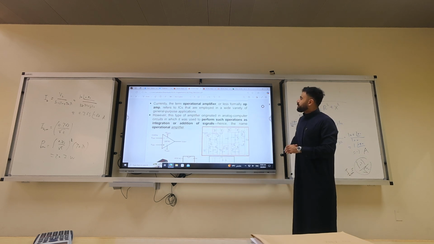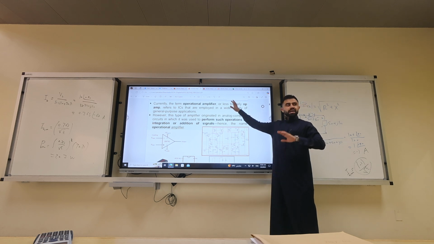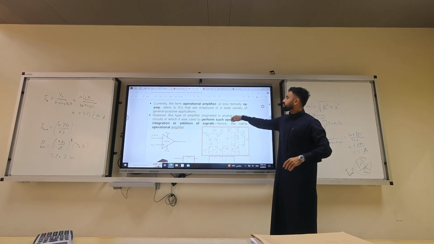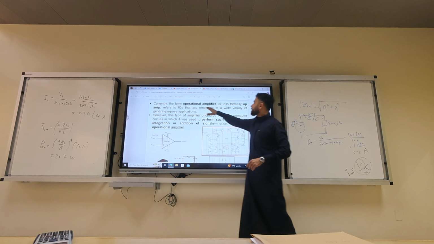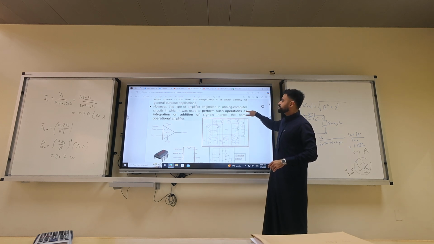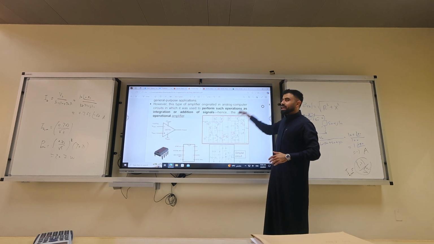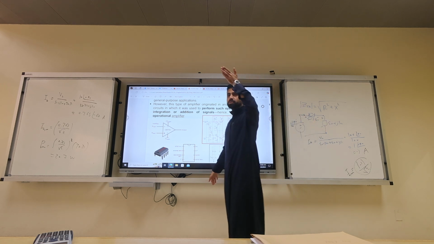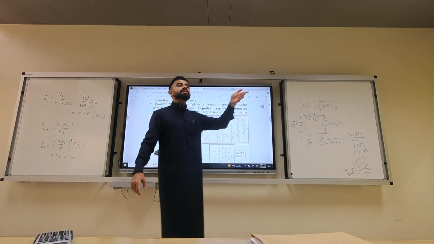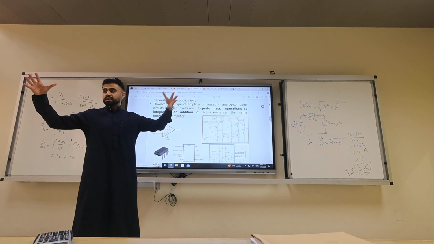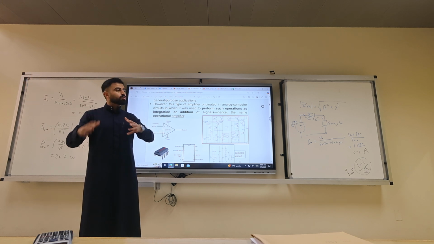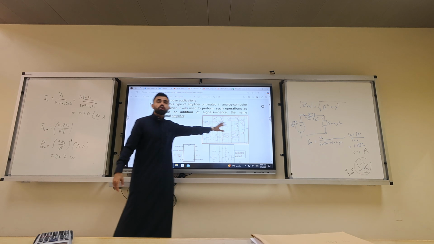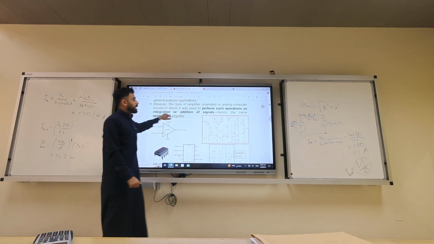Currently the operational amplifier, or now we're going to call it op-amp, okay? Refers to the ICs that are employed in a wide variety of applications. It mainly started from analog computers. The 1970s computers, when they were big, used to work using electronic circuits. Now everything is digital, okay?